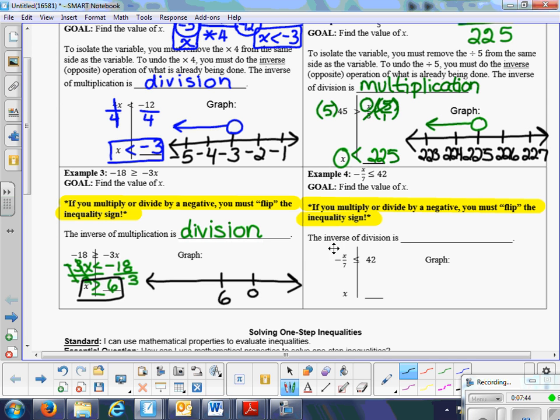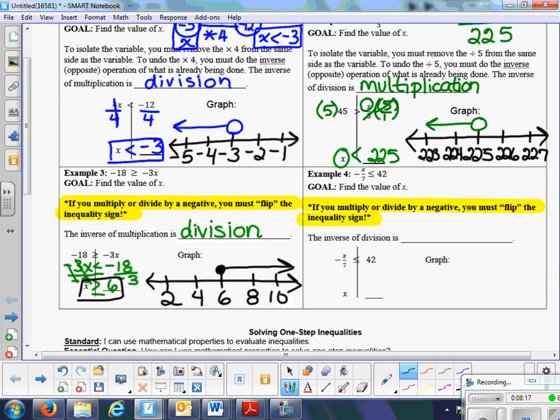6, 8, 10. I'm just numbering by 2 just for kicks. You don't always have to go by 1, so you could use different numbering as long as you stay using the same system. Don't go by 1 sometimes and by 2 sometimes on the same number line. I'm going to have a closed circle because this is greater than or equal to, which means it could be exactly 6, or it could be anything that is more than 6.